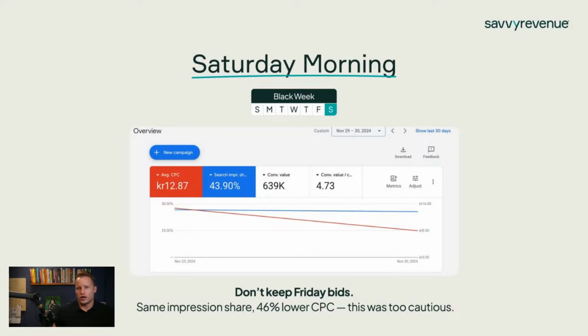Then Saturday morning, this is what I wanted to highlight from before. Don't keep Friday bids, because this is where we're basically looking at the same example as before, where we have an impression share that's blue and CPCs go from 14 down to 7, but we're keeping the same impression share. We could have been more aggressive on Saturday, like I said before. Definitely, this was too cautious, but I just wanted to show, please don't walk in and say, okay, we need to spend the same thing Friday, Saturday, Sunday, Monday, because this is Black Weekend. Black Friday is special. Spend away on Black Friday, but then be a little bit more defensive Saturday. But for us internally and Savvy, we need to make sure we're not too defensive.